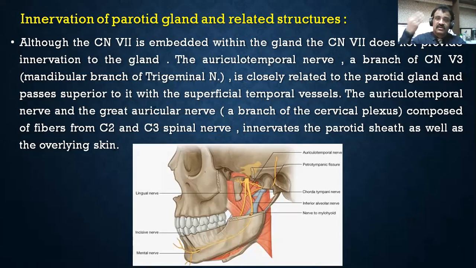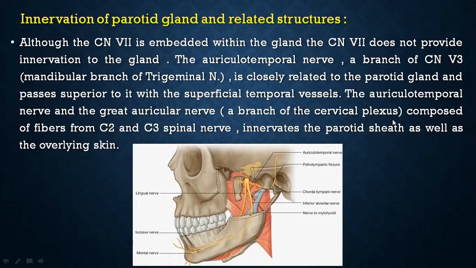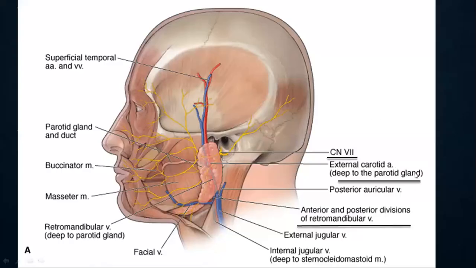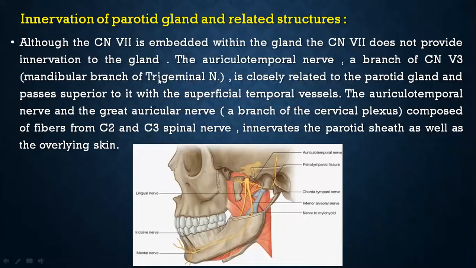So what you call sympathetic and parasympathetic. A branch of the trigeminal nerve, what you call the branch of the fifth cranial nerve. The fifth cranial nerve is the trigeminal nerve, and it has got three branches. The biggest branch is the mandibular branch.